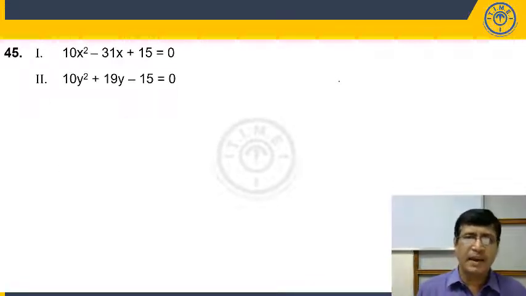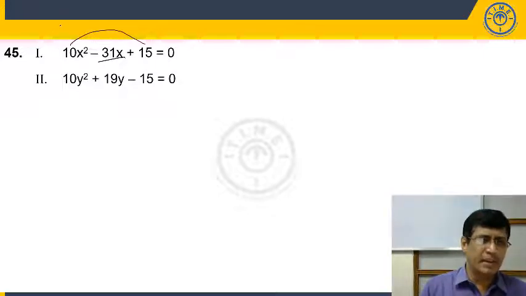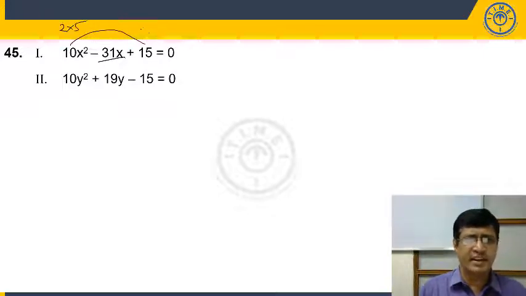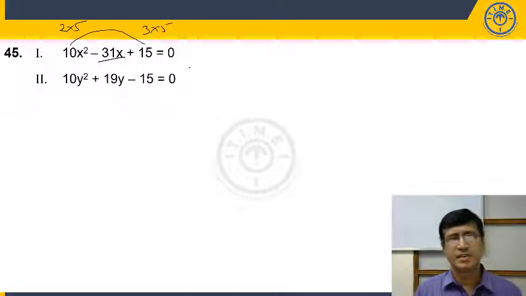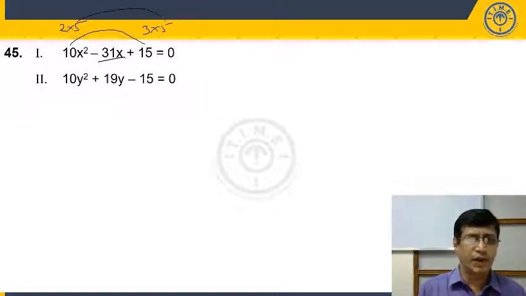10x square minus 31x plus 15 is equal to 0. So what about the factors? Middle term is 31x and the product is 150. So I am writing here 2 into 5 as 10 and 3 into 5 as 15. So 5 into 5 is 25, 2 into 3 is equal to 6.